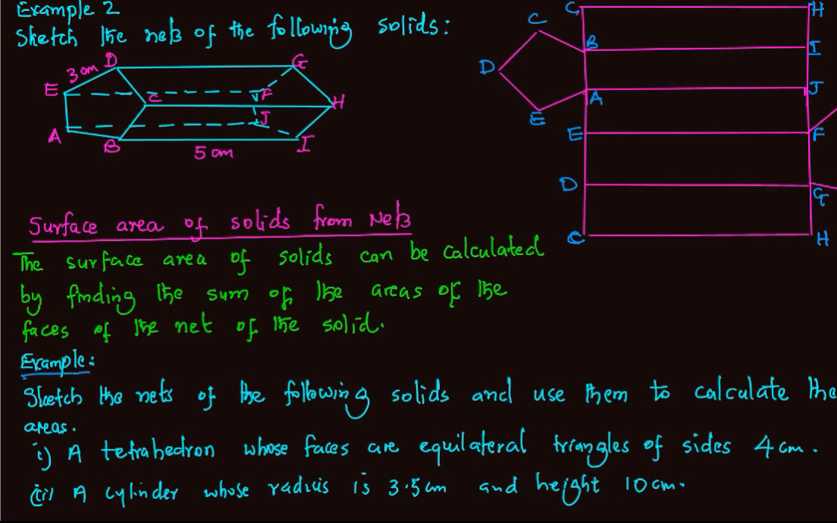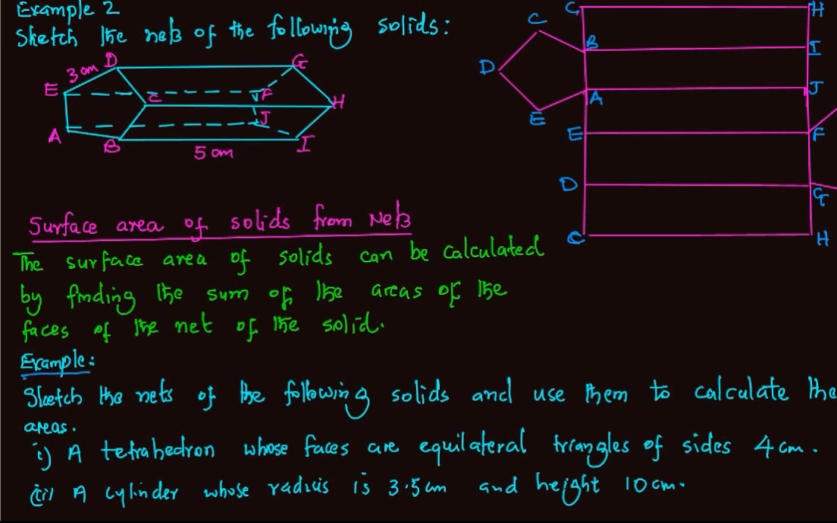Example: sketch the nets of the following solids and use them to calculate their surface areas. A tetrahedron whose faces are equilateral triangles of sides 4 centimeters, and a cylinder whose radius is 3.5 centimeters and height 10 centimeters.